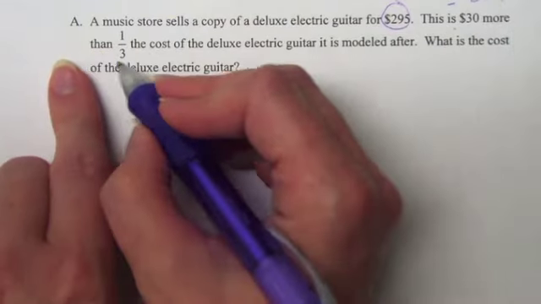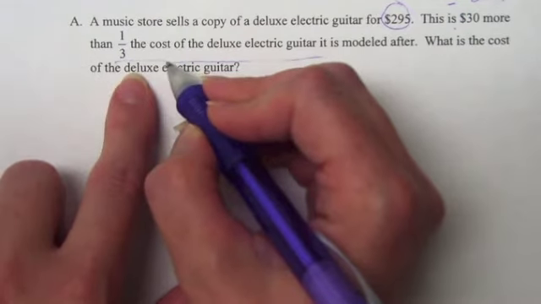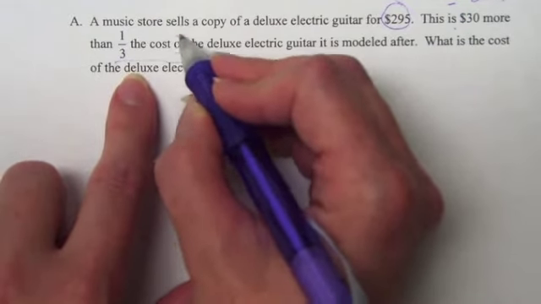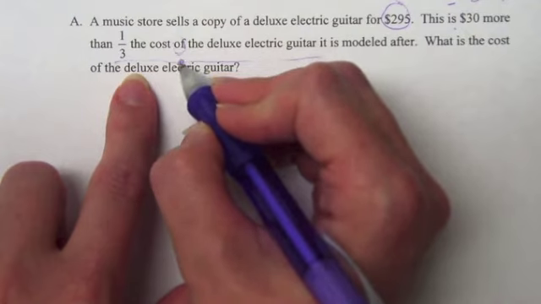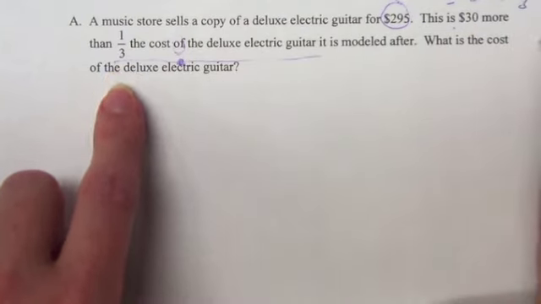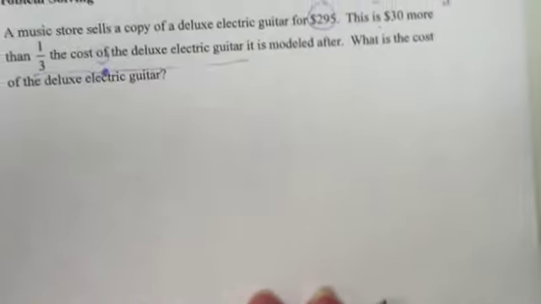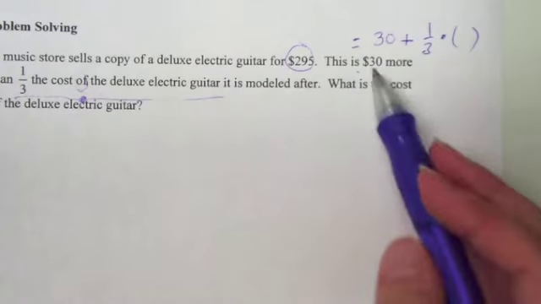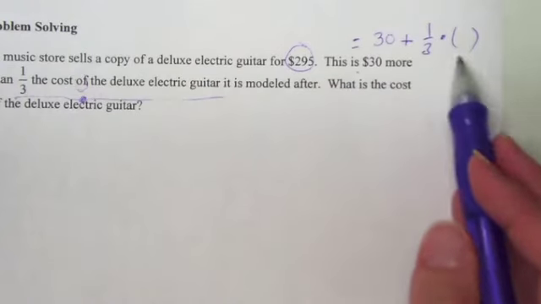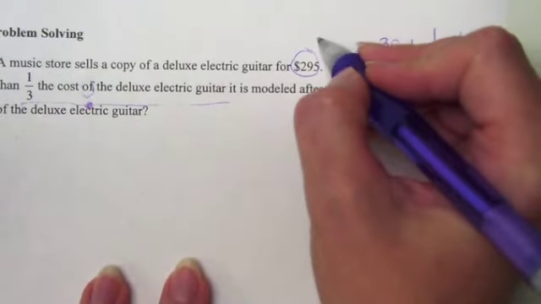More than 1/3 the cost of the electric guitar. So 1/3 of, this of right here is kind of an indicator of multiplication. So it's probably going to be something like 1/3 times something. Okay, so that's kind of the basic skeleton. The basic skeleton of your equation is this: 30 plus 1/3 of something. And this equals 295.